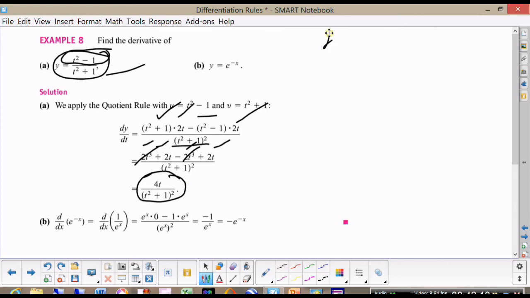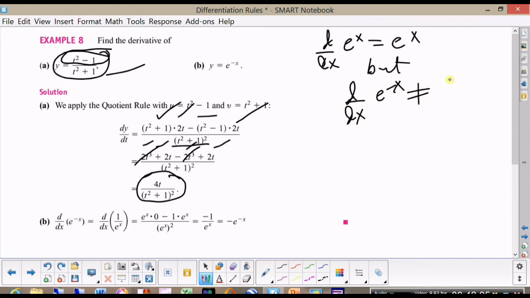Now, we know that d dx of e to the x is equal to e to the x, but d dx of e to the minus x is not necessarily equal to e to the minus x. In fact, it's not. And we're going to use the quotient rule to show what it really is. Notice that y can be written as 1 over e to the x. Now, we know the derivative of 1, a constant. We know the derivative of e to the x.